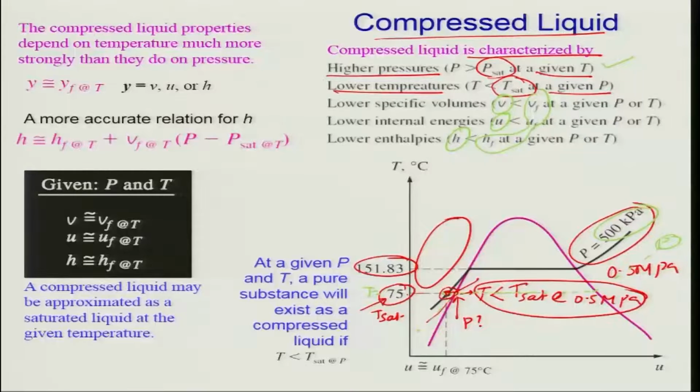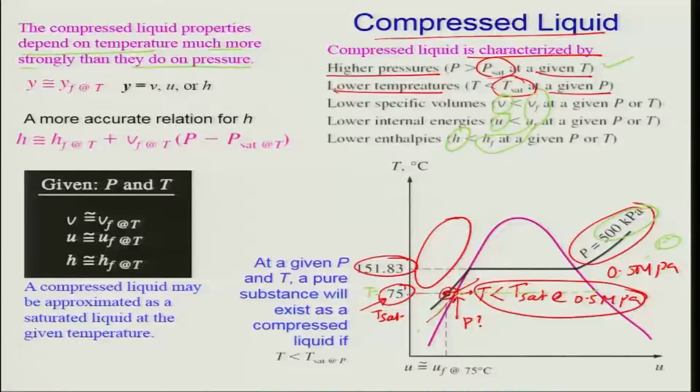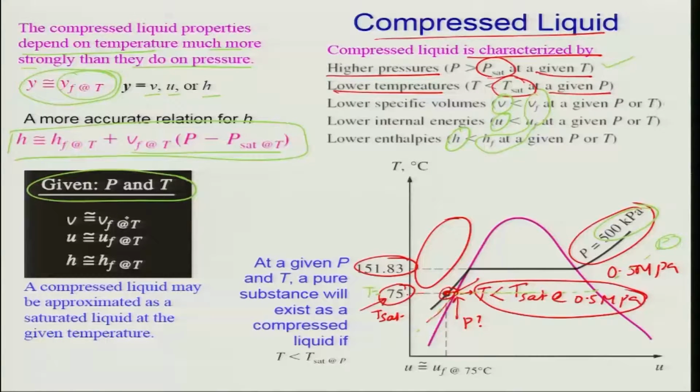Now the compressed liquid depends on temperature much more than it does on pressure, and typically we approximate the compressed liquid properties by the corresponding values of the saturated liquid. So Y, which is any property, specific volume, internal energy or enthalpy, gets approximated by Y of saturated liquid at that particular temperature. But a more accurate relation includes this term as well. So this is what we summarize, that for a given pressure and temperature, volume is approximated by the saturated fluid value, similarly for internal energy, similarly for H, the corresponding saturated properties.